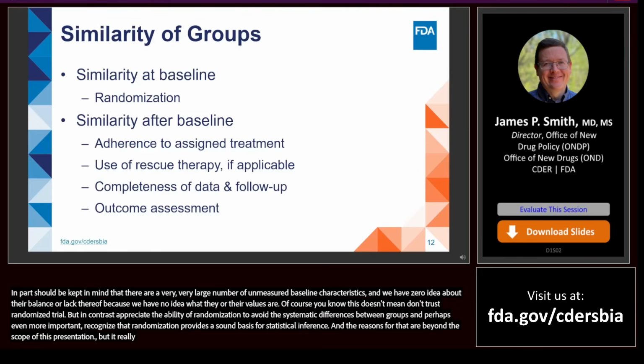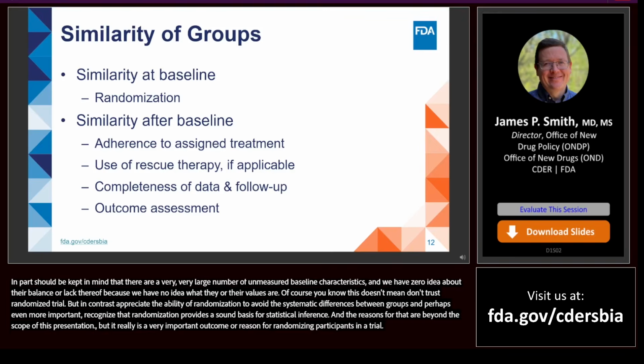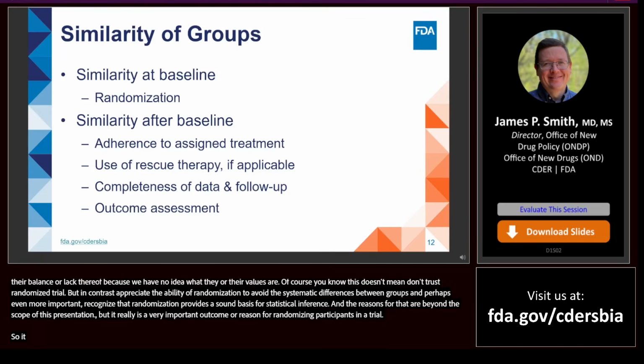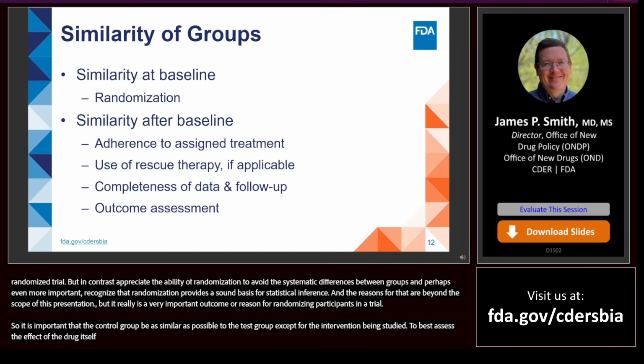So it's important that the control group be as similar as possible to the test group, except for the intervention that's being studied. To best assess the effect of the drug itself, the similarity between groups should be both at baseline as well as after baseline, through the study. And as I just discussed, randomization facilitates the similarity between groups at baseline.